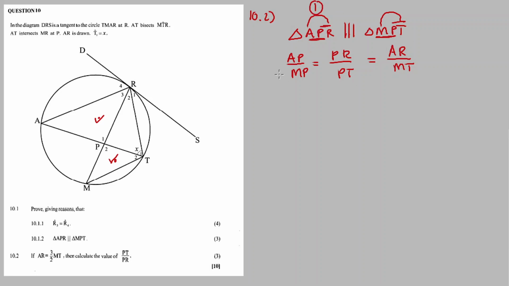I started with this triangle, so on the numerators of these ratios we have triangle number 1. On the denominators we have the sides of triangle number 2. You can also do it vice versa, with triangle number 2 on top and triangle number 1 below. If it is side AP, you divide by MP. If it is PR, you divide by PT, and so on. But I have another way: just looking at the equal angles, then I write down the ratios. That method is much quicker.